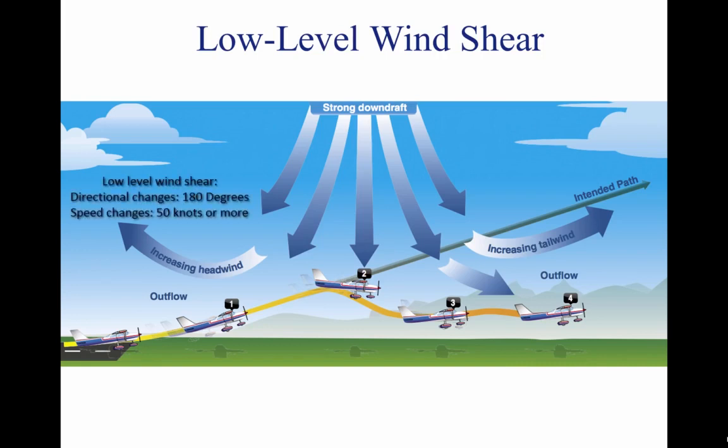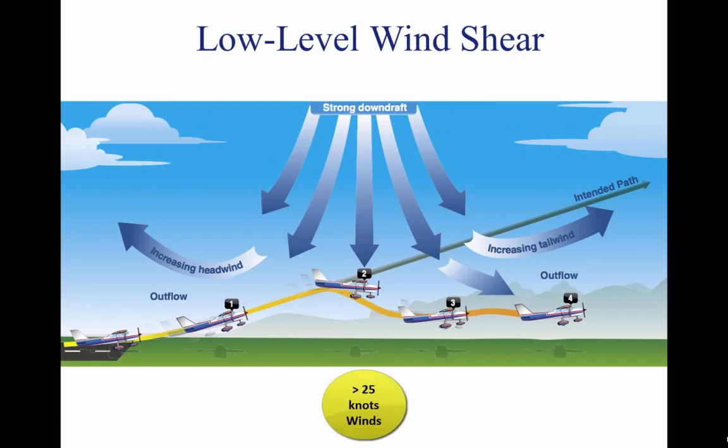Directional wind changes of 180 degrees and speed changes of 50 knots or more are associated with low-level wind shear. Low-level wind shear is commonly associated with passing frontal systems, thunderstorms, and temperature inversions with strong upper-level winds, greater than 25 knots. In general, the most severe type of low-level wind shear is associated with convective precipitation or rain from thunderstorms. One critical type of shear associated with convective precipitation is known as a microburst.